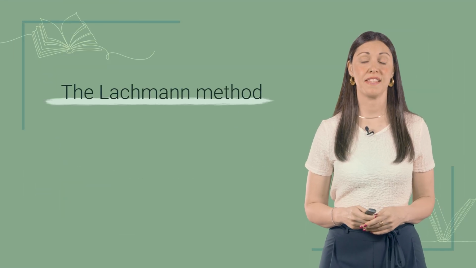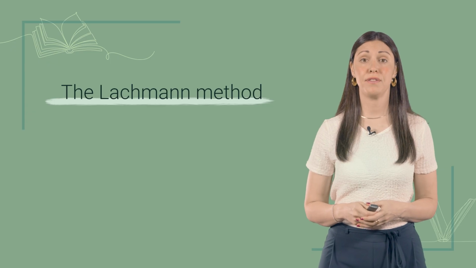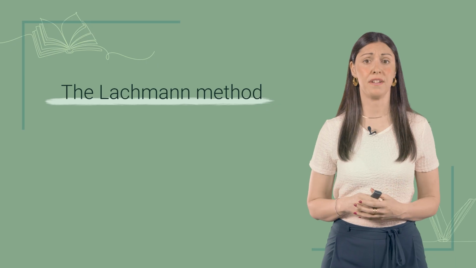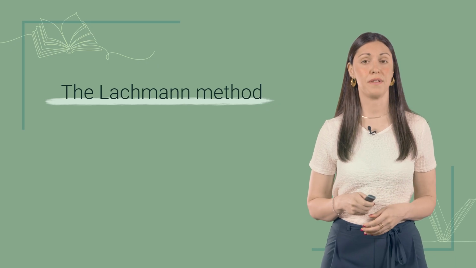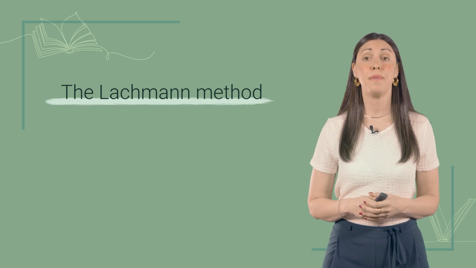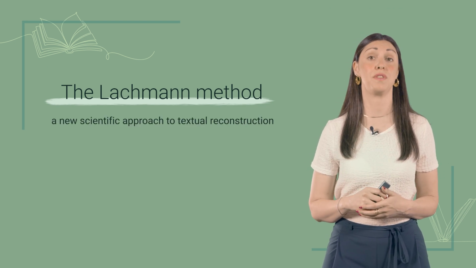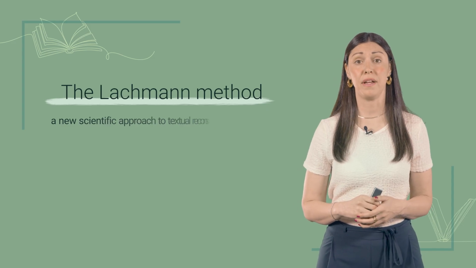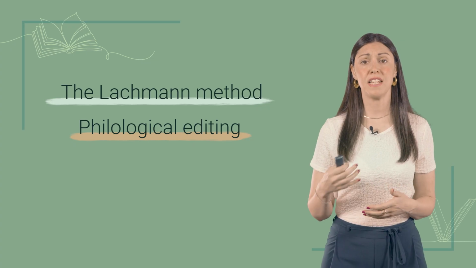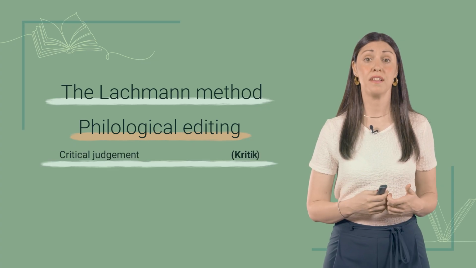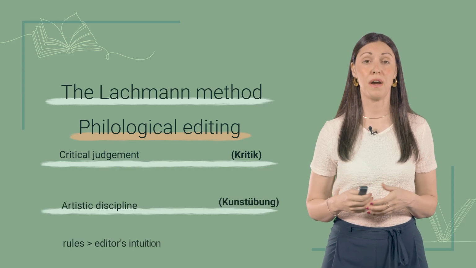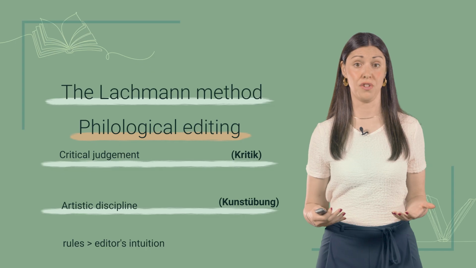The Lachmann method, established in the 19th century, is named after the German scholar Karl Lachmann. Although Lachmann never wrote a systematic theoretical treatise, his editorial work, particularly on Latin authors such as Boethius and even the New Testament, paved the way for a new scientific approach to textual reconstruction. Lachmann saw philological editing not as mere copying, but as an activity requiring both critical judgment, critique, and artistic discipline, Kunstübung, governed by rules rather than by editor's intuition.